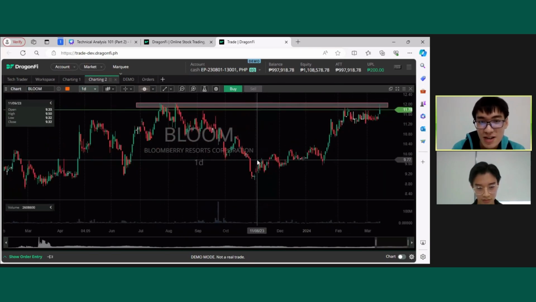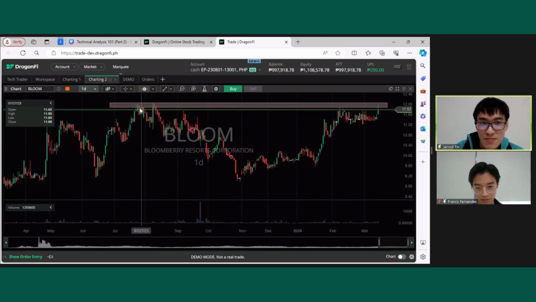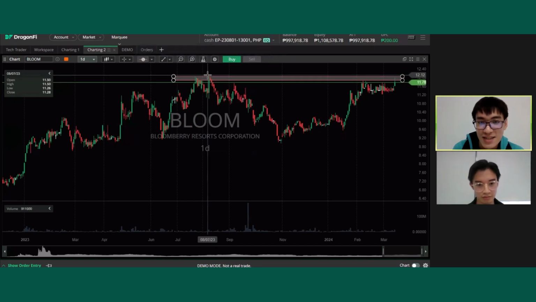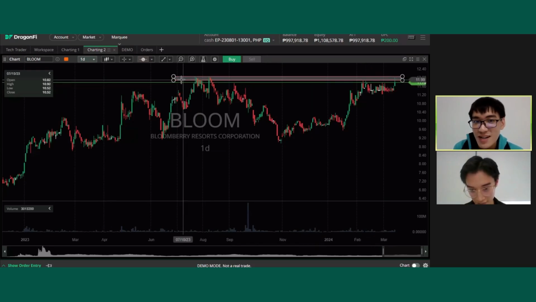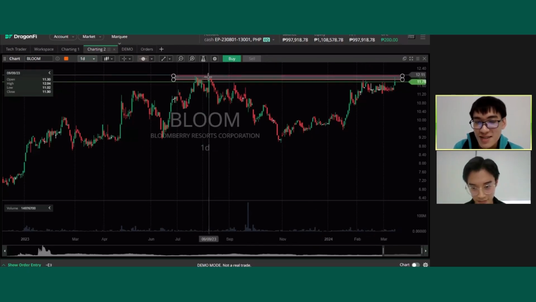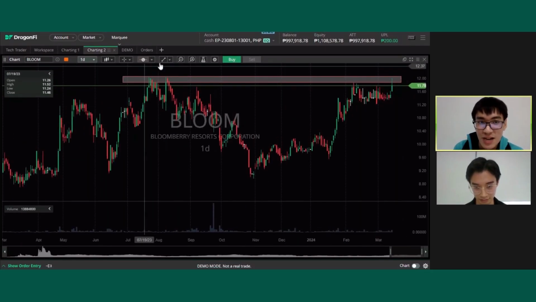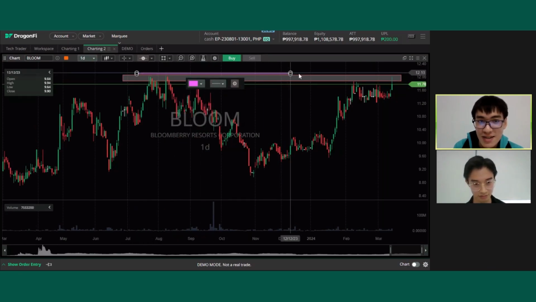So here's an example. We have Bloomberry. How I would look at this is, I'll plot my resistance levels first. I can see that here we have a resistance level. Once it hit this level, diba, bumagsak. Once it hit this level, bumagsak. Then once it hit this level, bumagsak. So parang this level around 12 pesos, this is a major resistance level, right? So I identify it here by drawing a rectangle here, right? That's what I did. I drew it here.